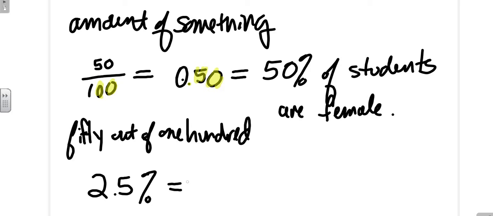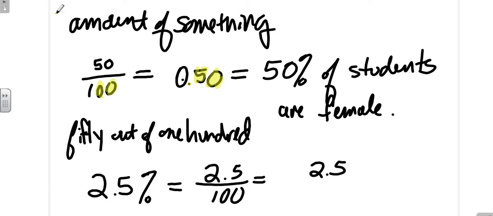2.5% is the same as 2.5 over 100. If you were to do that as a decimal, 2.5, but because there are 2 zeros here, if you were to divide by 100, you would move that decimal over twice, 1, 2. Therefore, 2.5% becomes 0.025. So all of that is interchangeable. So percent means out of 100.